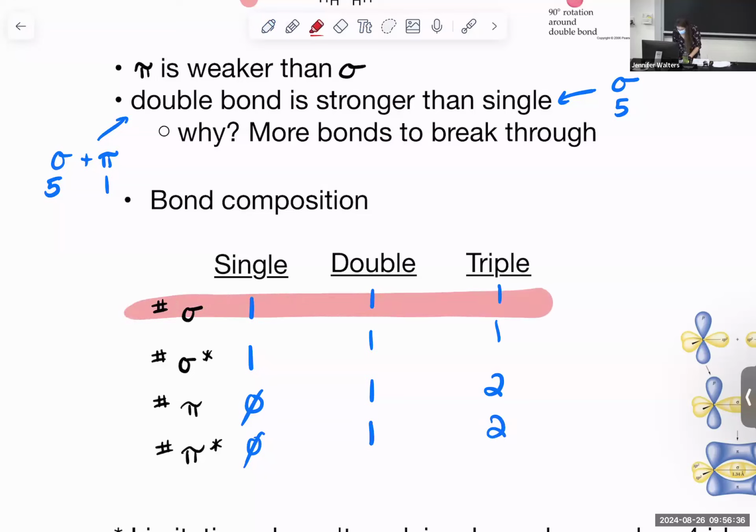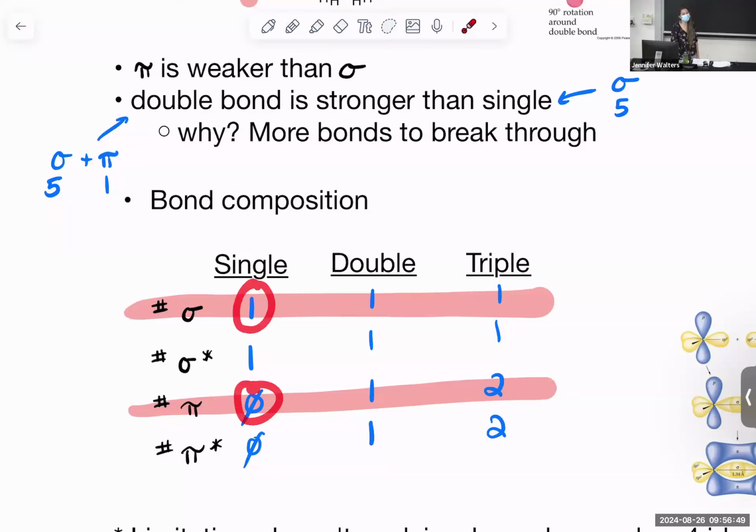For our bonds, we're usually only caring about the bonding molecular orbitals because those are the ones that have electrons in them. So that's usually all we care about. When we say single bond, it's single because we're just looking at the total number of bonding molecular orbitals. So 1 plus 0 is 1. Double bond, 1 plus 1 is 2. Triple bond, 1 plus 2 is 3. But don't forget, you have to have a sigma star. It's empty, but it still exists.